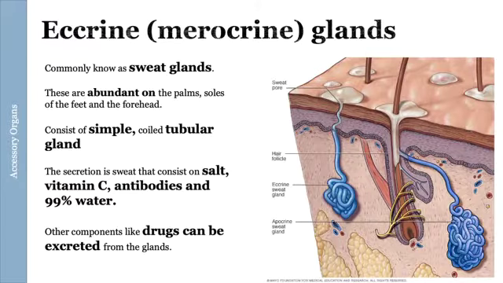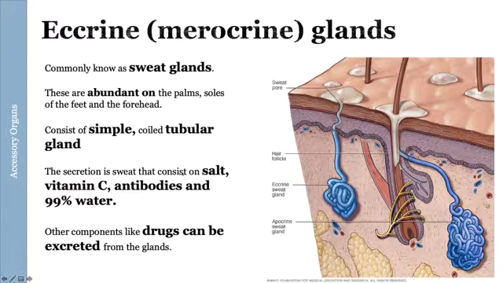Eccrine glands are very abundant on the palms, on the soles of our feet, and our forehead. These are the places that we sweat the most. They consist of a simple coiled tubular gland, and we can see this tubular gland right here. It's a little tube that is all tangled up, convoluted on itself, and it has an opening to the very surface of the skin. So what is sweat?